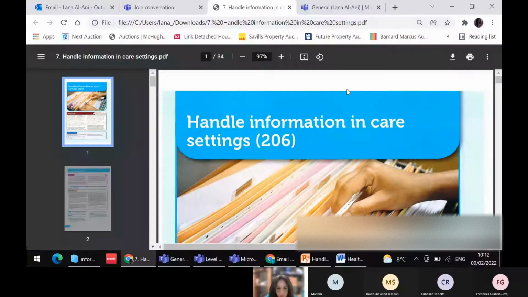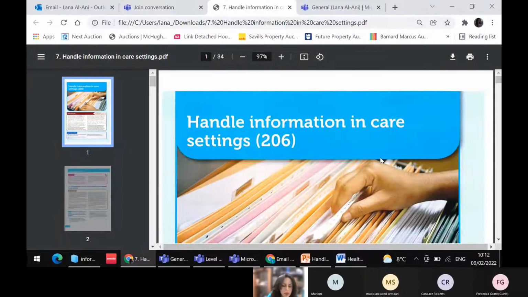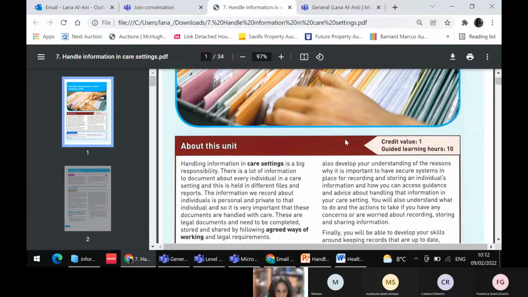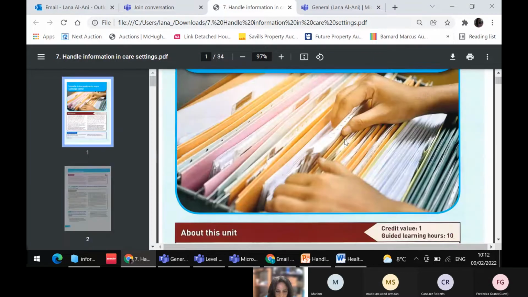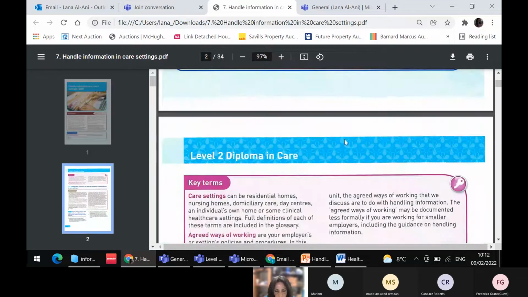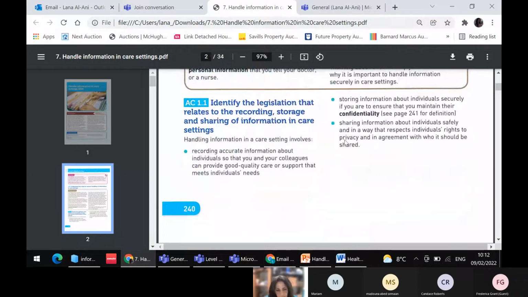So now let me share with you guys the unit. So now we are doing CACHE Level 2 Health and Social Care. So this is Unit 2, handling information in the care setting. So can you tell me anything about the information, how you handle it in the care setting? Do you have any idea about how to handle information?